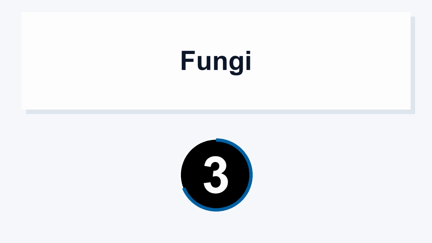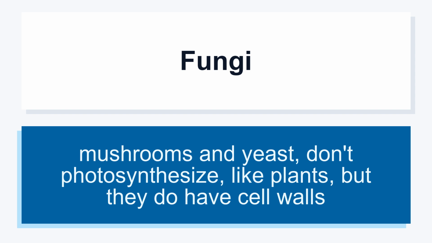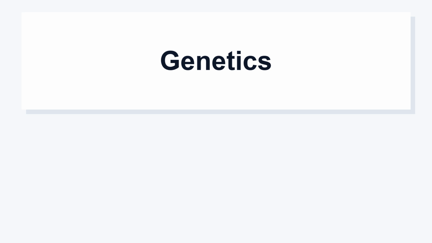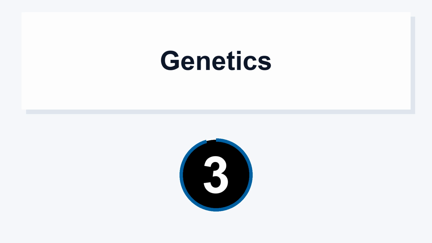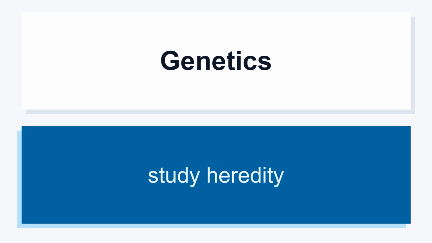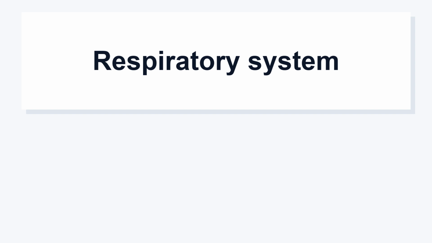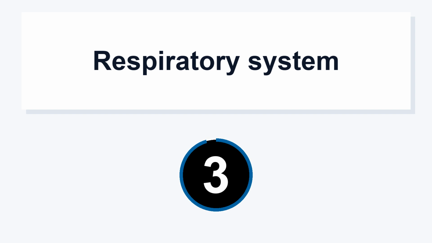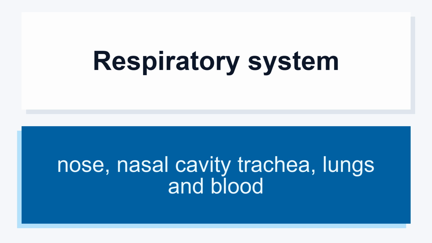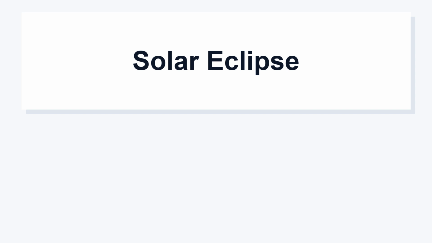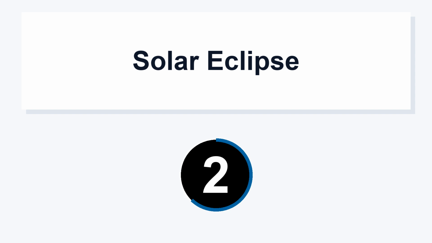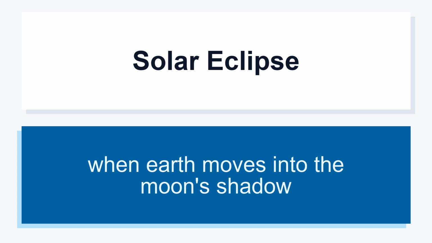Fungi: mushrooms and yeast don't photosynthesize like plants, but they do have cell walls. Genetics: study of heredity. Respiratory system: nose, nasal cavity, trachea, lungs and blood. Solar eclipse: when Earth moves into the moon's shadow.